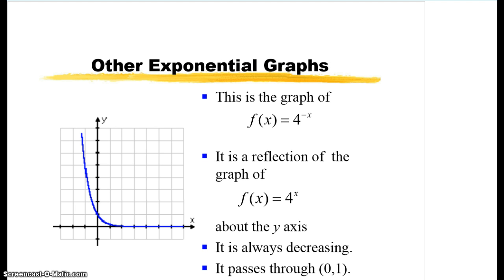So for other exponential graphs, here's an example of 4 to the negative x. Once again, note it's a reflection of f of x equals 4 to the x, which if we were to graph right here, it would look something like this, right? Just a reflection over the y-axis. This function, the blue one, 4 to the negative x, is always decreasing. It's always getting smaller, right? You start up here, and your y values are getting smaller and smaller as x increases. This passes through (0, 1) for the same reason as earlier. 4 to the power of 0 is 1.